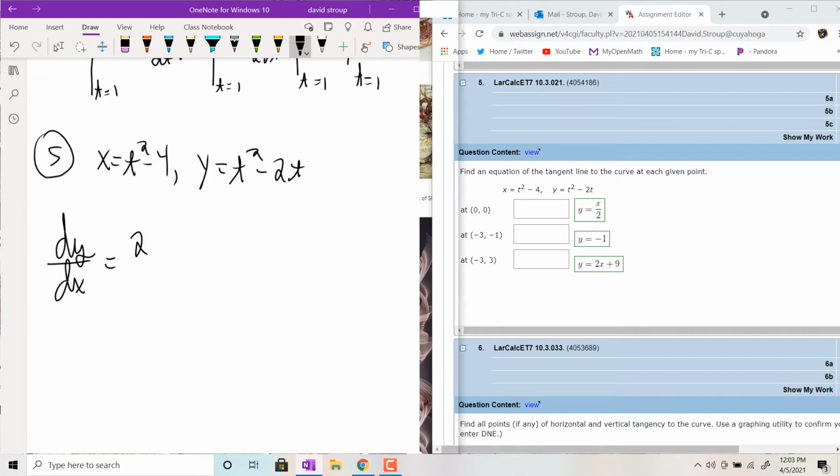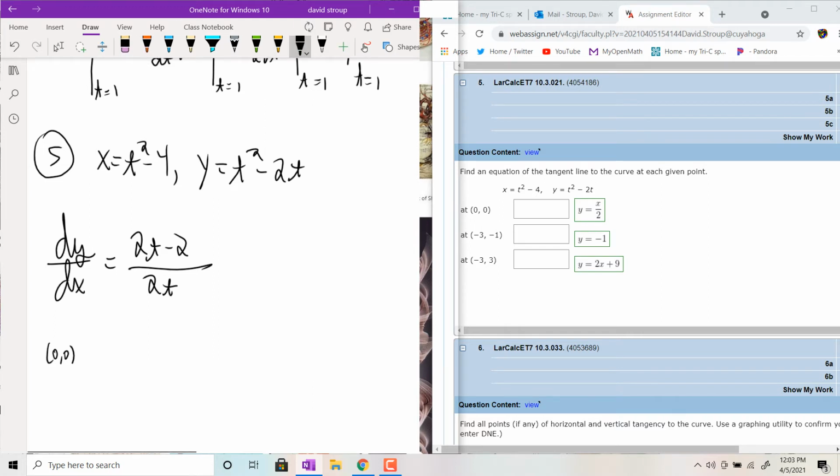It'll just be 2t minus 2 all over 2t, and then there's not much simplifying there. For the points, they want the equation of a tangent line at 0, 0. You need the t value then to get the slope, right? So the t value that's suggested by this point, you could back engineer it by putting 0, 0 into the original equations.